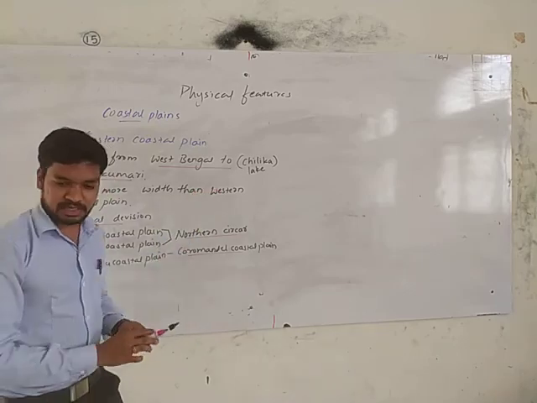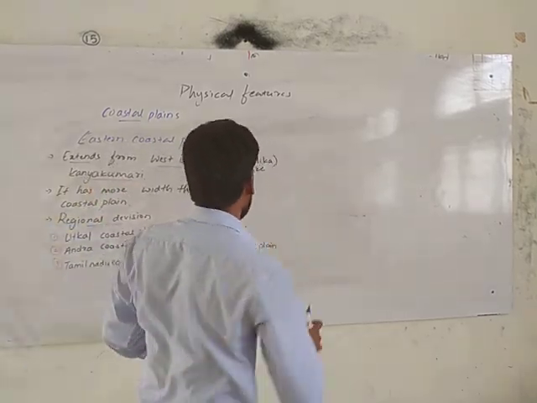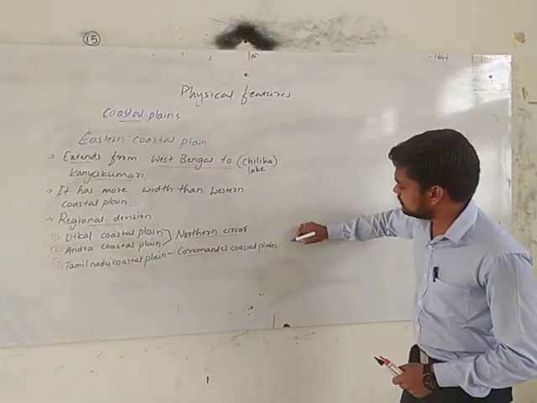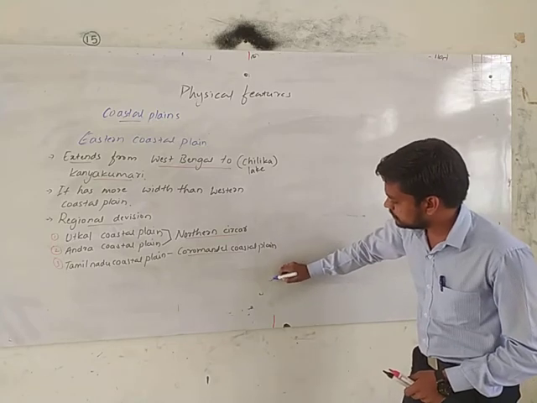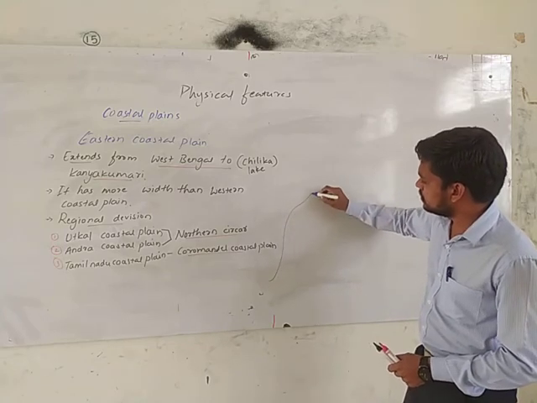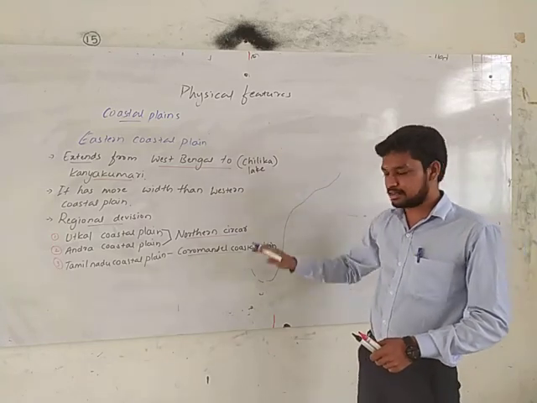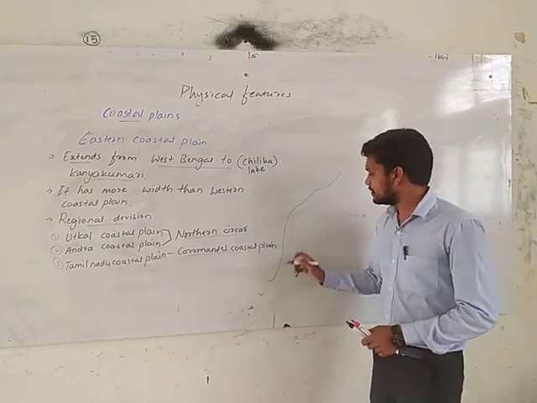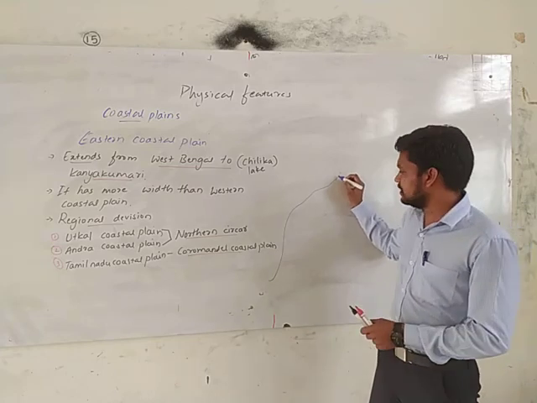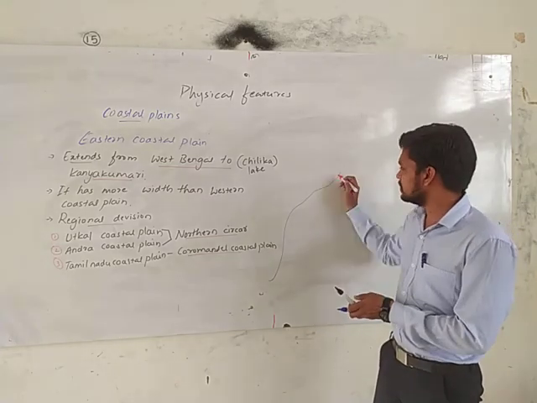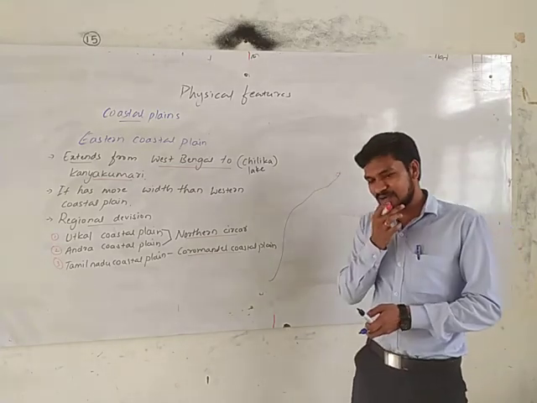Here, let me draw the diagram so that we can understand better. Here is Kanyakumari. Don't go there. Here, the Northern Circars, and here we have Chilika Lake. Actually, it is a lagoon.